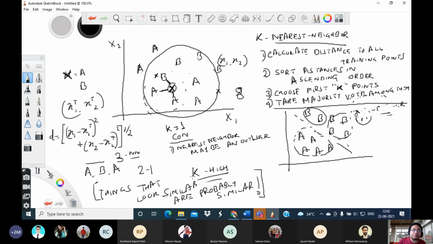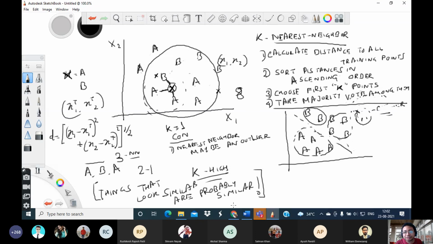So then what is the answer? Small k has a problem, large k also has a problem. So obviously we will have to look for some intermediate k which is neither small nor large. But what is intermediate? Is 3 intermediate? Is 5 intermediate? Is 20 intermediate?